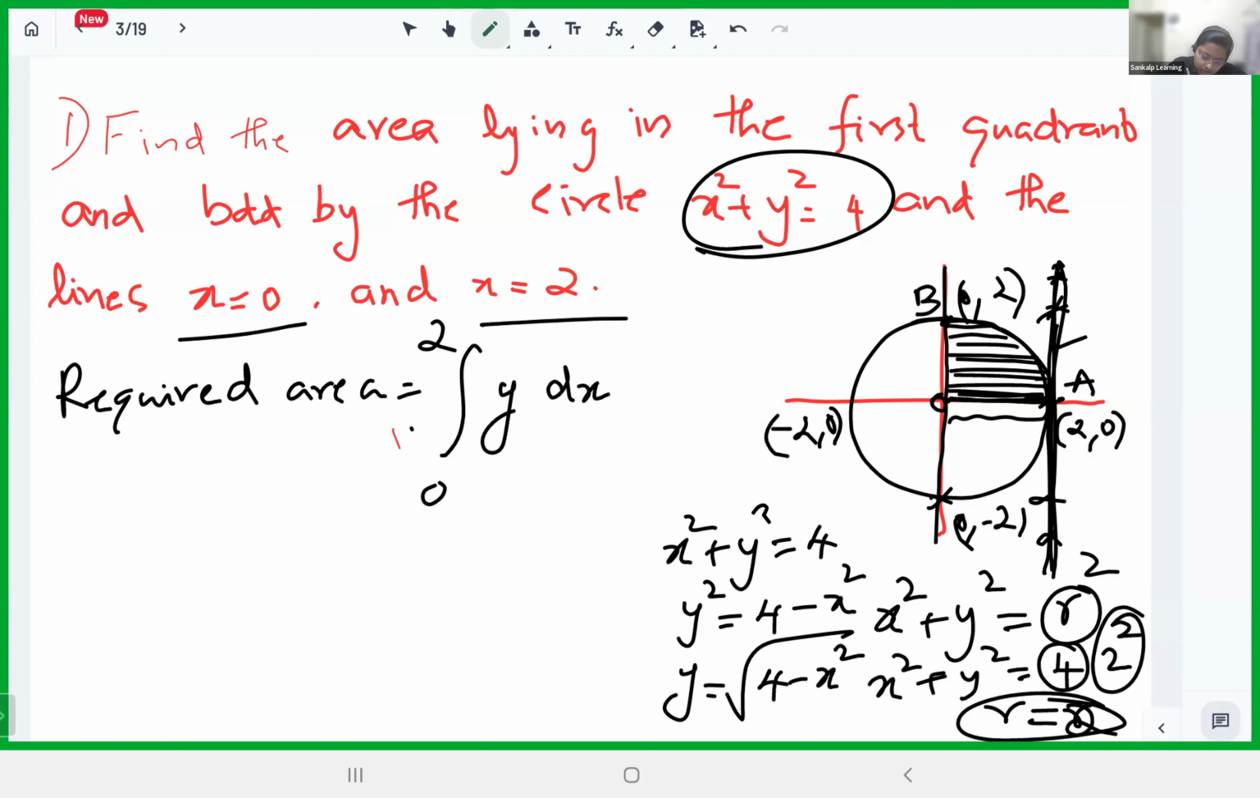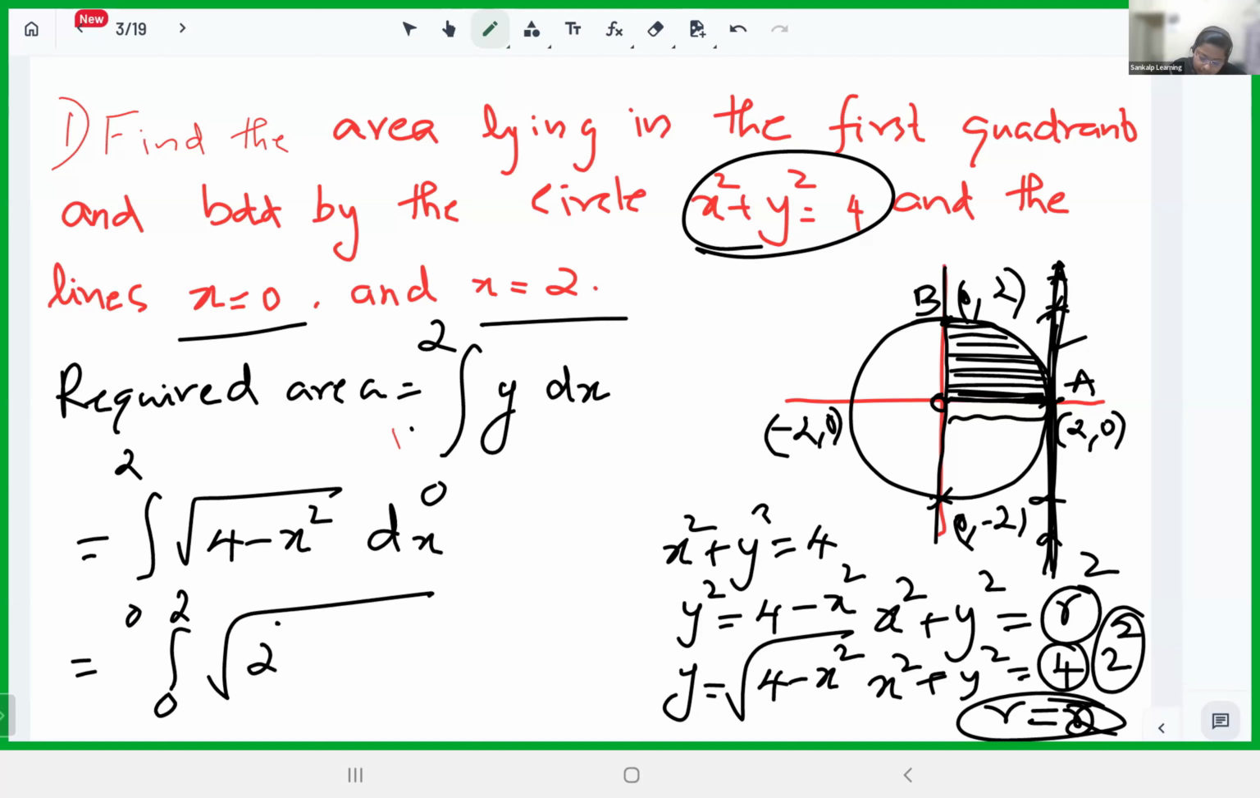So here you substitute that: integral 0 to 2 root of 4 minus x square into dx. And this one you can write as integral 0 to 2 root of 2 square minus x square into dx. So what is it actually? It is the integral root of a square minus x square dx. We have already discussed it in the previous session.